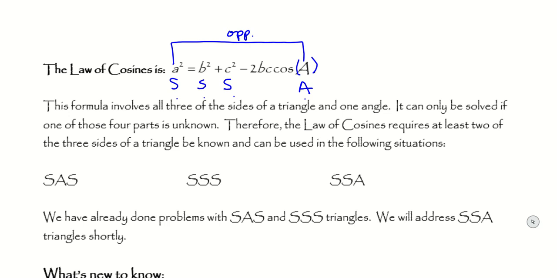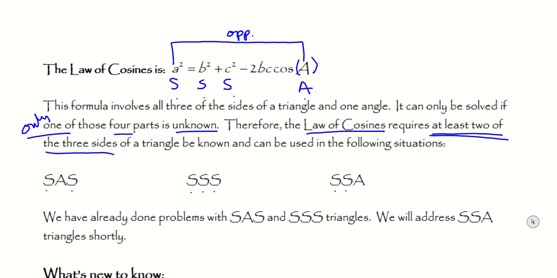So the only way we can use the law of cosines to solve a triangle is if only one of those four parts is unknown. Since we have three sides and an angle, for us to use the law of cosines, we're going to have to know at least two of those three sides in order to solve that triangle. So the situations where we could use the law of cosines are side, angle, side, because we have two sides; side, side, side, because we have two sides and then the third; or side, side, angle, because we have two sides and then an angle.